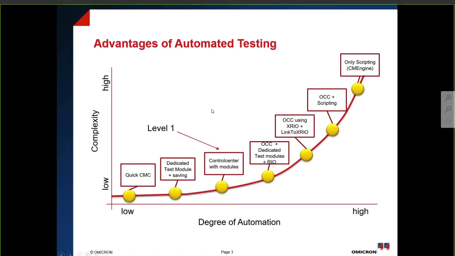Level 1, this is a control center with modules. This is a level 1 of automation because we are not considering that the quick CMC and dedicated test modules are a kind of a level of the degree of automation. So we are starting from the control center with the modules, and we are considering this is a level 1. Then level 2, this is the OCC dedicated test modules. OCC, it means Omicron Control Center, by the way. So you have a level 1, this is a control center with modules, OCC plus dedicated modules, and REO, this is a level 2. Level 3, OCC using XRIO and link to XRIO, this is a level 3.